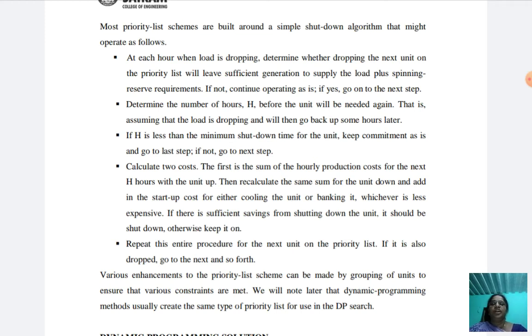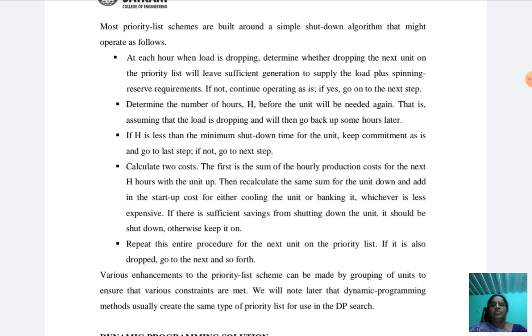Second one is to determine the number of hours, which you can calculate. Then next, if the number of hours calculated is less than the minimum shutdown time for the unit, keep the commitment as is and go to the last step. If not, go to the next step. We can calculate the two costs: one is the startup cost for cooling, another one is the startup cost for banking. This is nothing but the thermal constraints of the unit commitment problem.